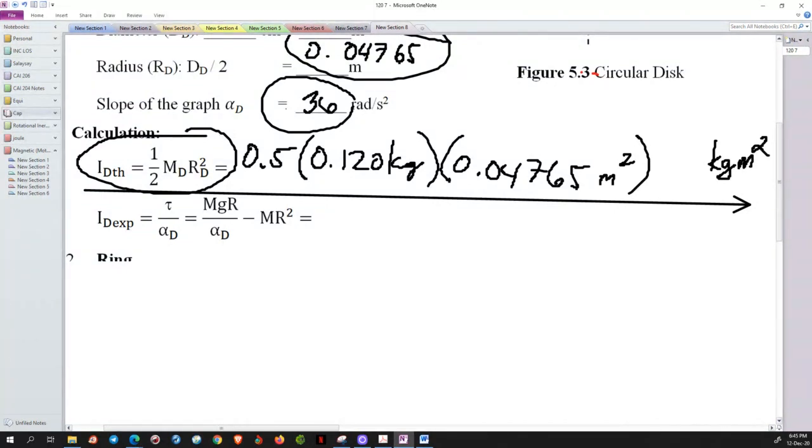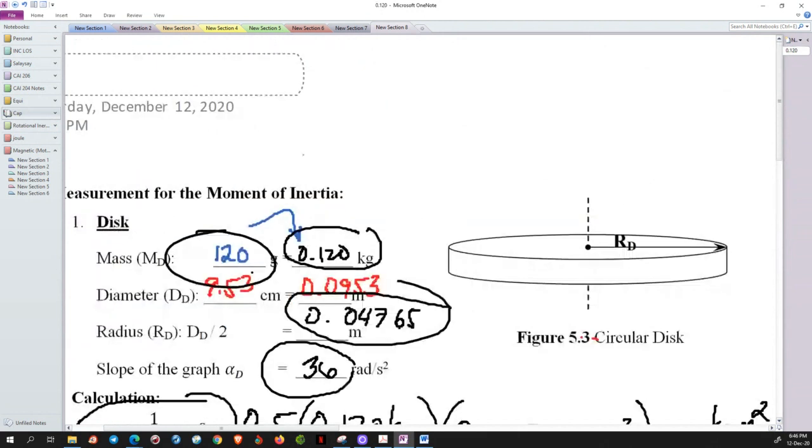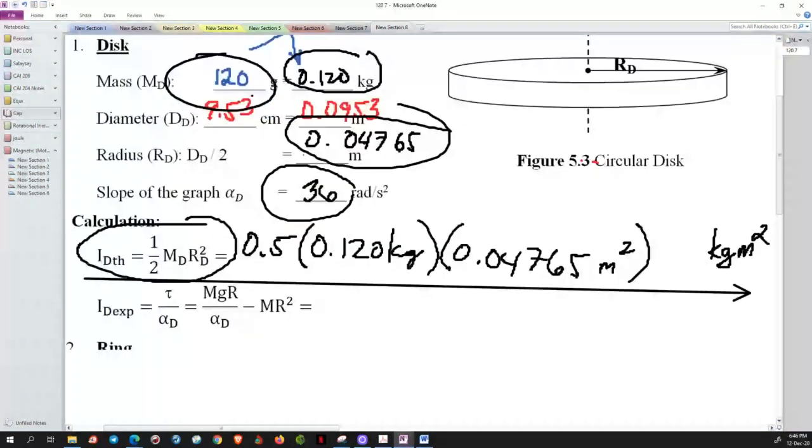Let's continue. So again, the slope will be used for this, okay? Only for this. And the mass and the radius, how we get the mass? Which mass are you talking about? The disk or the experimental value, the applied mass? How you get the slope? From the software. How you get the mass? Which mass? Mass of the disk or applied mass? From the balance.